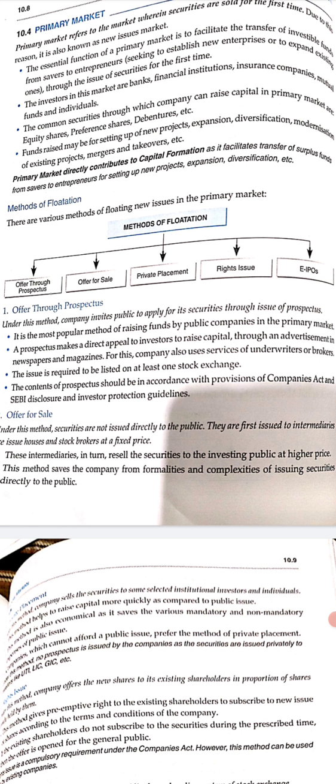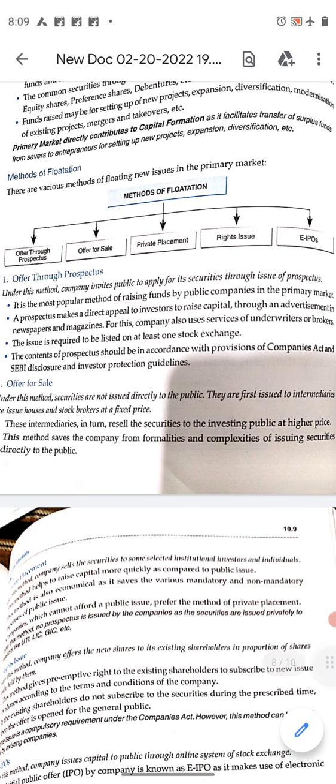Second is offer for sale. Under this method, securities are not issued directly to the public. Public is not directly invited to buy the shares, but they are first issued to intermediaries like issue houses and stock brokers at a fixed price. The intermediaries in turn resell the securities to the investing public at a higher price. This method saves the company from formalities and complexities of issuing securities directly to the public.